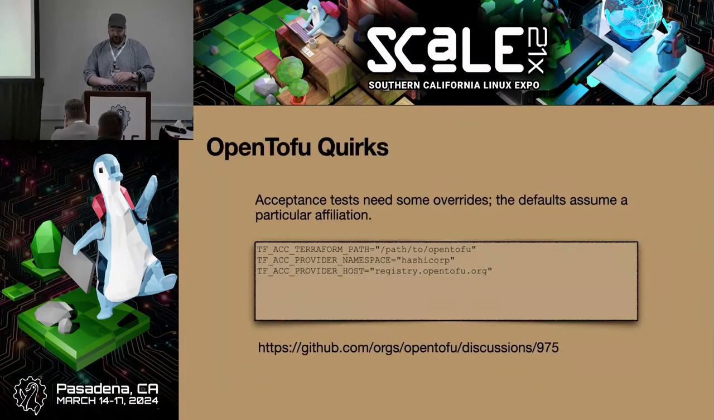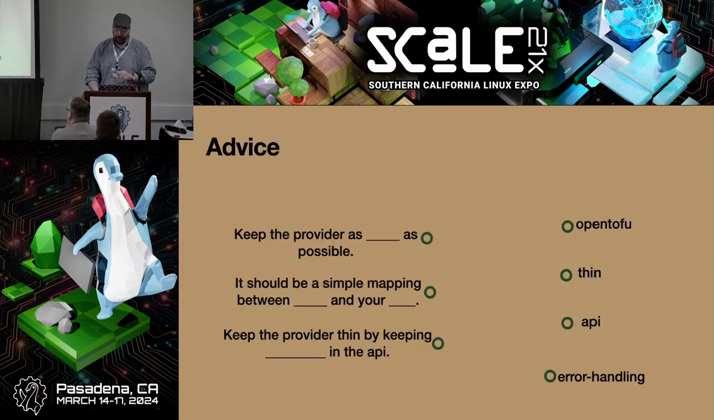As you do development, I will caution you, in the OpenTofu framework, there's just some assumptions written about, hey, if you're writing a HashiCorp Terraform provider, you should be referencing Terraform, which was true up until August of last year. So in developing for OpenTofu, you do want to overwrite those. But if you are considering writing your own provider, keep it as thin as possible. It should be a simple mapping.